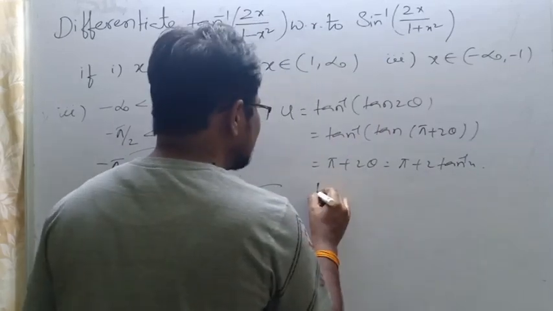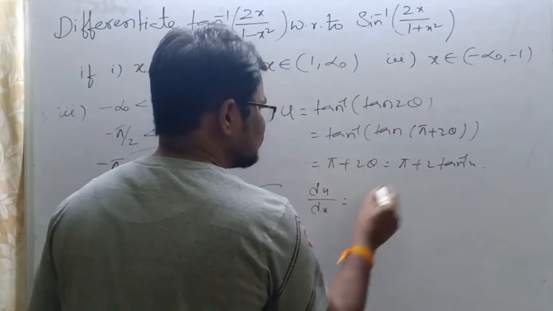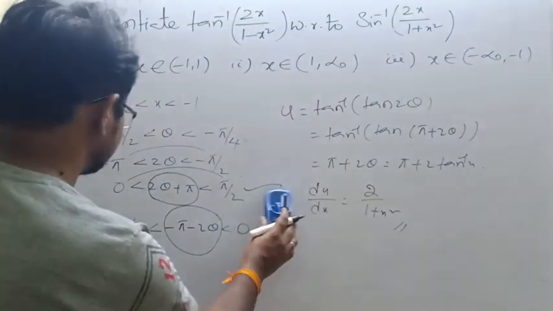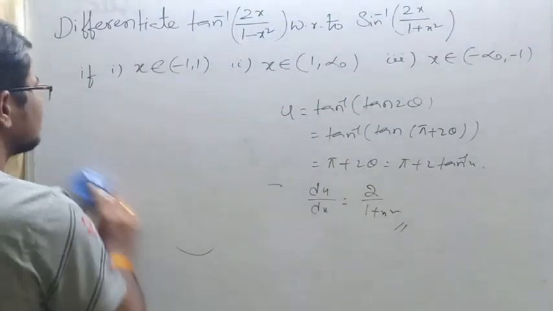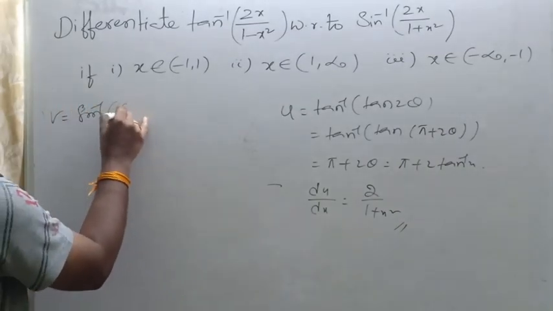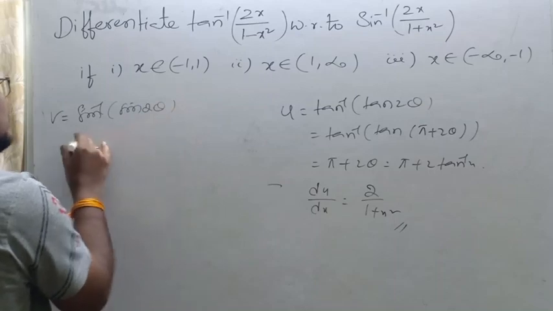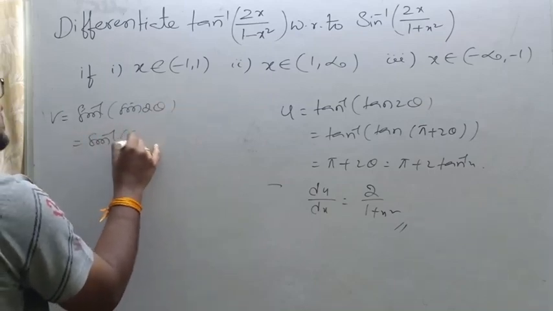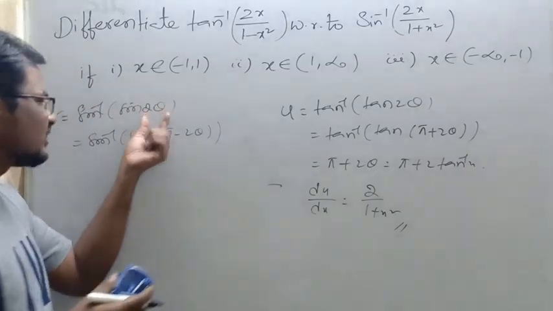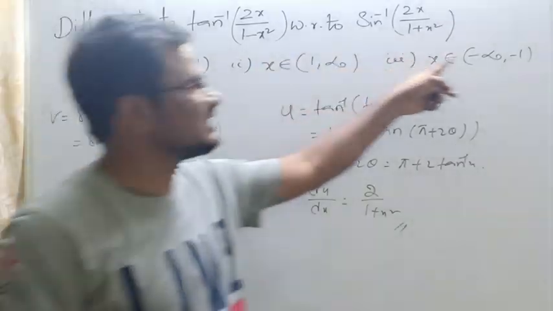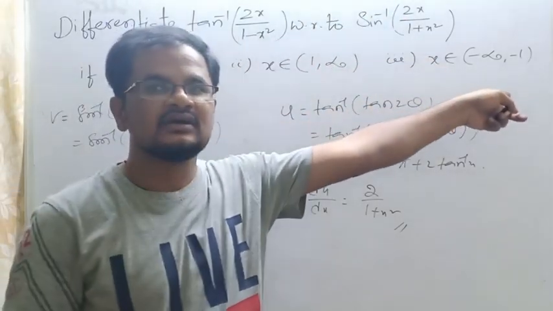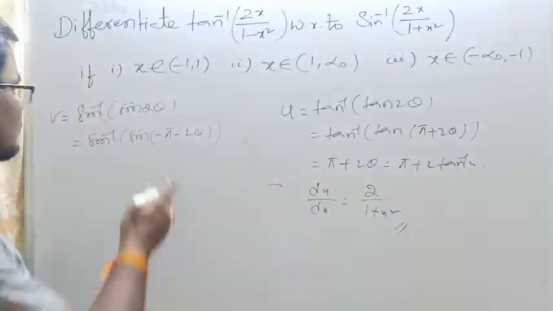Now du by dx, if you do, 2 by 1 plus x square. Next, v equal to sine inverse of sine 2 theta. 2 theta replaced by sine inverse of sine of minus pi minus 2 theta. Why are you replacing like this? Means in this interval, it does not belong to the range of sine inverse x. So that's why we are replacing this one.